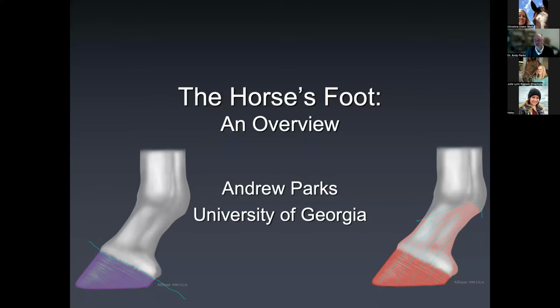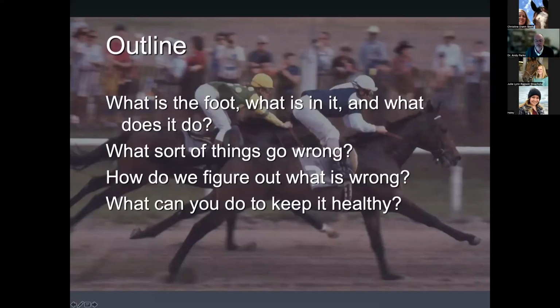A lot of the times we're talking about the digit because there are structures that are inside the foot and structures that are above the foot, and so it's hard to separate them. Anyhow, let's talk about what we're going to talk about this evening. Depending on how I do for time, I've already talked about what the foot is. I want to talk about the structures in it and what they do. Then let's talk a little bit about things that go wrong. And then let's figure out what is wrong, how we look to see what is wrong. And if we have time, then we can do a little bit of first aid.